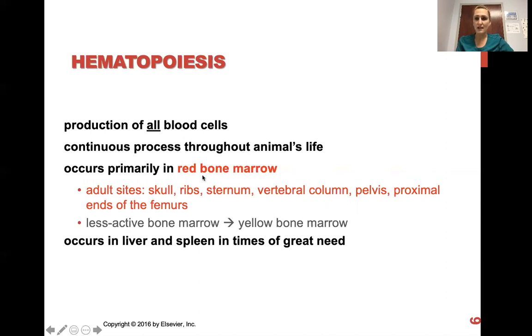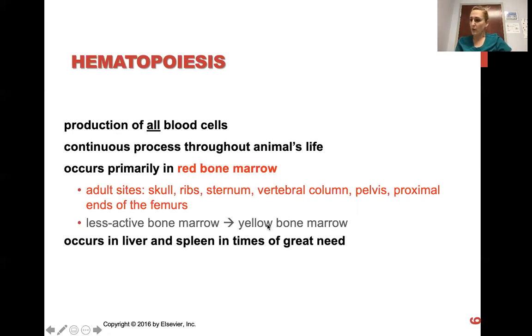Basically, because there's less growth and replication, there's not as much need for as many cells, so that red bone marrow starts to slow down. And then in adults, the only primary sites of red bone marrow are in the skull, ribs, sternum, vertebral column, pelvis, and the proximal end of the femurs. The rest of what used to be red bone marrow in pretty much all of the bones is now yellow bone marrow, which is primarily made of fat.